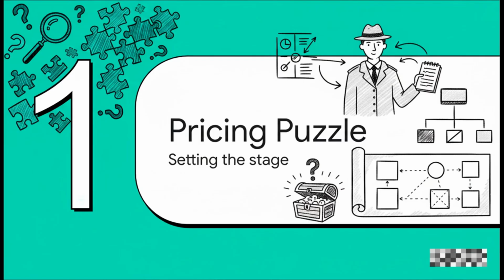So how does SAP solve this billion-dollar puzzle? Well, the answer is this incredibly elegant piece of engineering called the condition technique. And you should think of it less like a simple price list and more like a detective who's following a very, very specific set of instructions to find the right price.